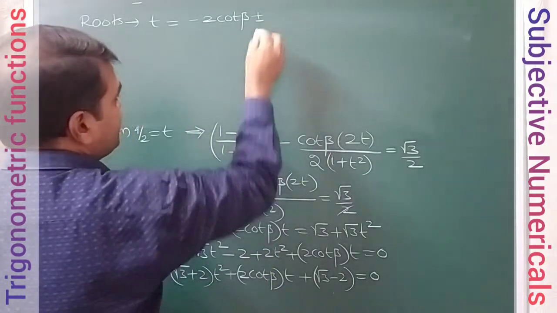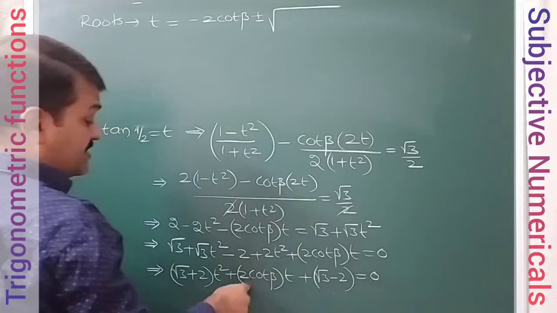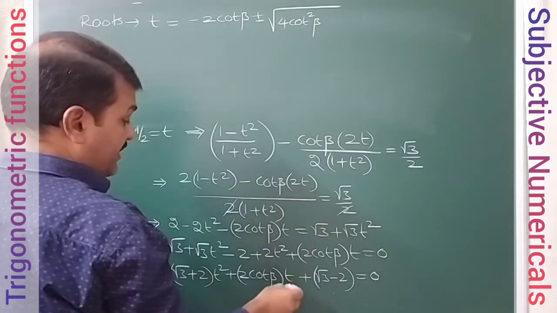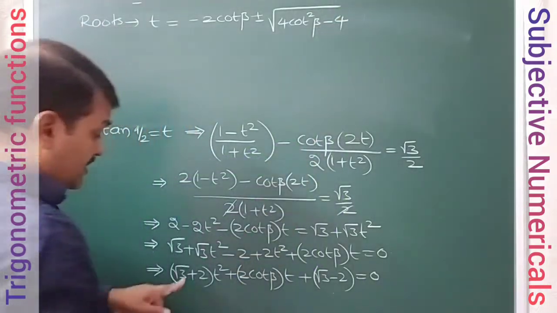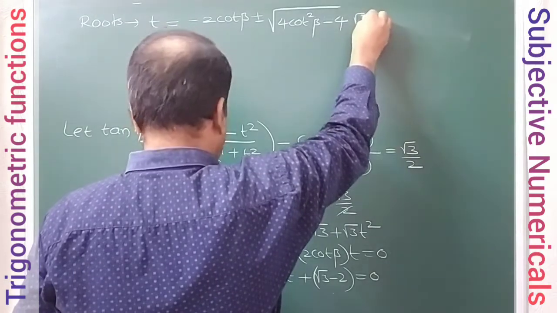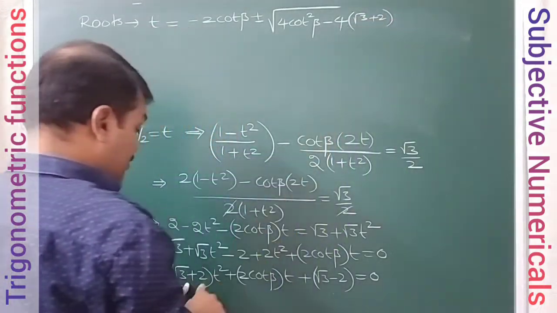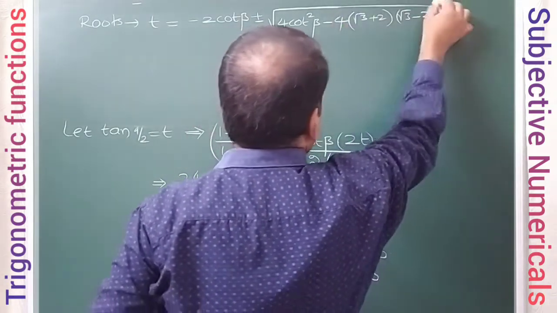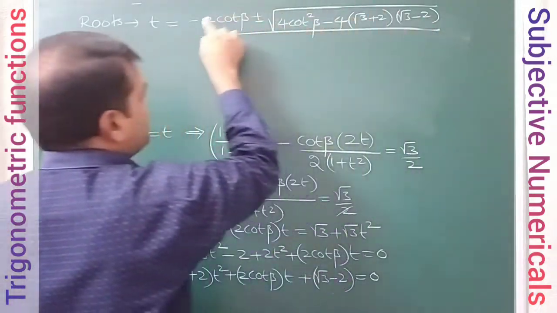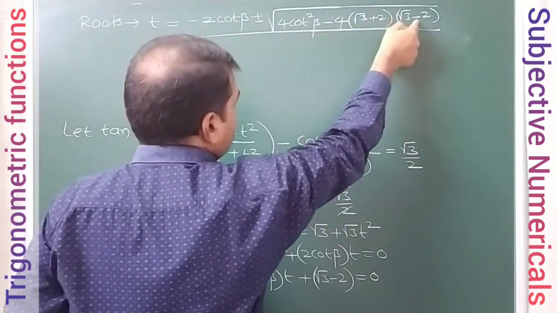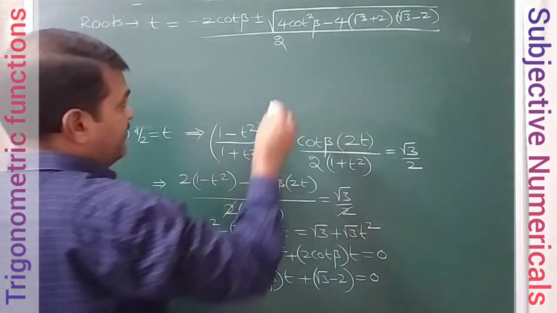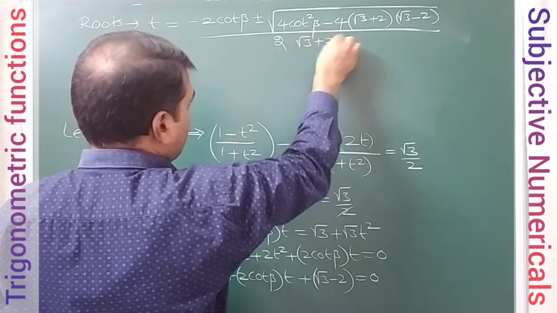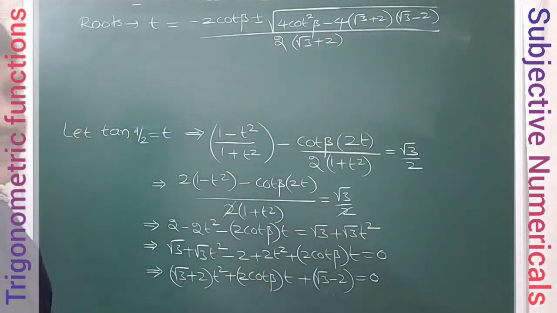plus or minus under root b square. That means 4 cot square beta, b square, minus 4 a, root 3 plus 2, into c, root 3 minus 2, by 2a. So 2a means 2 into root 3 plus 2, or 2 plus root 3, anything is okay. So we will get like this.